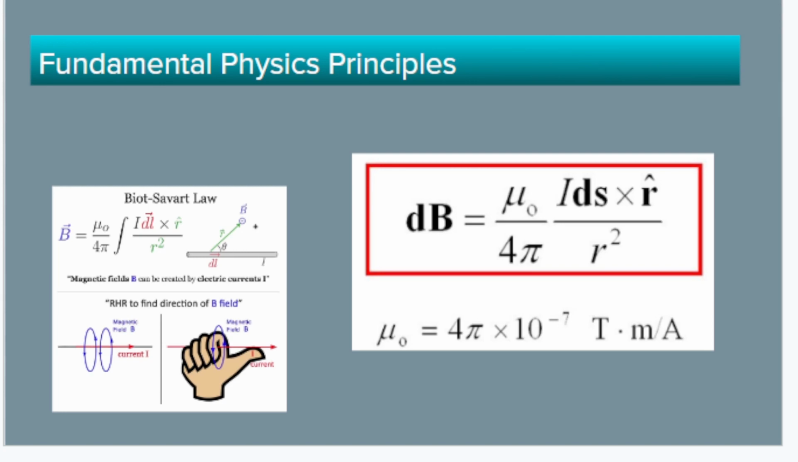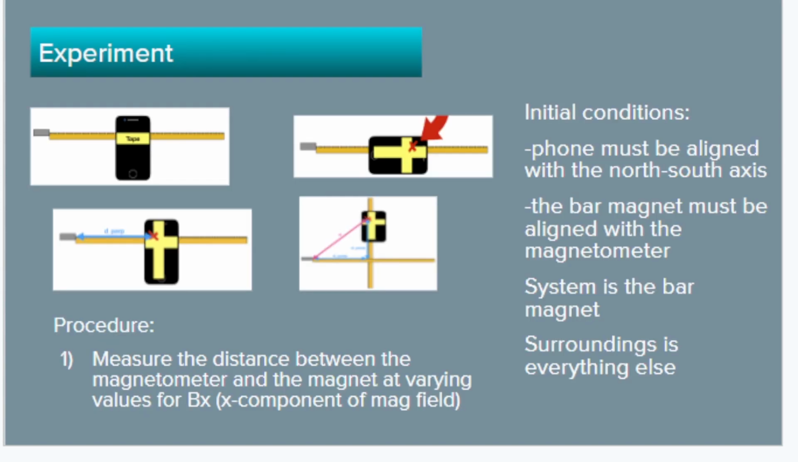Ultimately, we are going to combine two different versions of the Biot-Savart law, one for calculating the magnetic field of a bar and one for calculating the magnetic field of a dipole. You essentially combine the two to solve for mu, which is what I showed earlier. The experiment consisted of a phone, a meter stick, some tape, and a bar magnet. The initial conditions were that the phone had to be aligned with the north-south axis, the bar magnet had to be aligned with the magnetometer, and the system is the bar magnet, and the surroundings would be everything else.